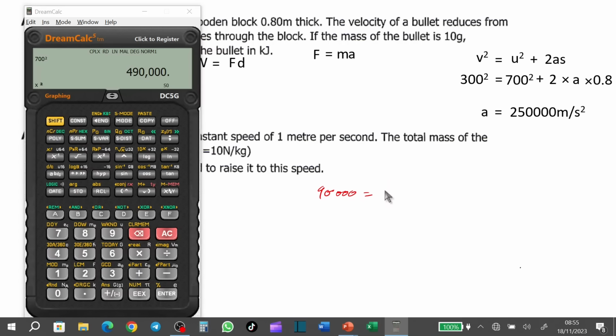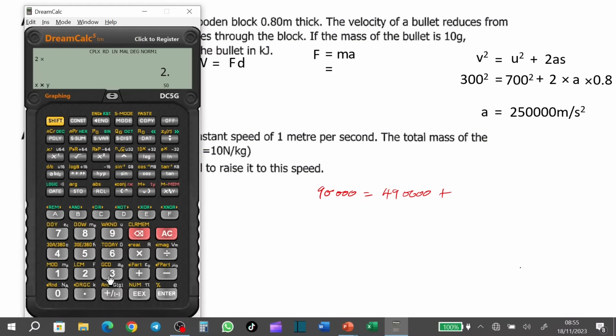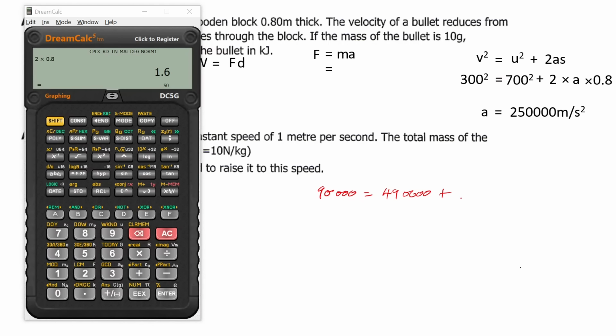So it is equal to 490,000, as you can see. Then plus, you multiply 2 times a times 0.8. So 2 times 0.8 is 1.6a. Now we are looking for a, so this one will move this side. So it will be 90,000 minus 490,000, which will be equal to 1.6a.